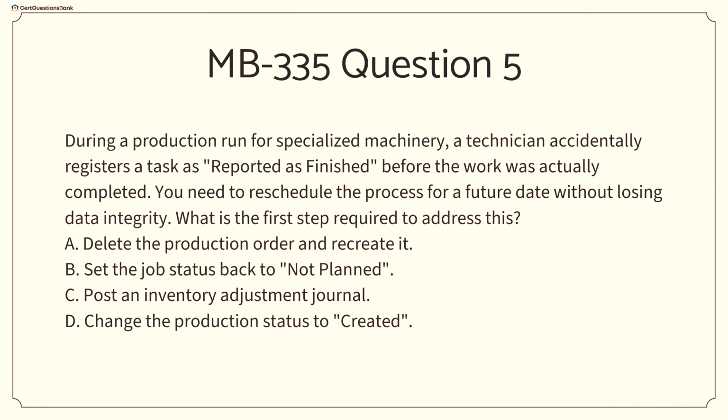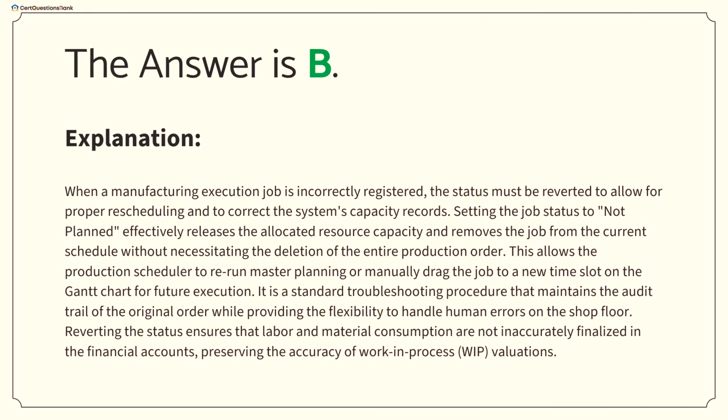During a production run for specialized machinery, a technician accidentally registers a task as reported as finished before the work was actually completed. You need to reschedule the process for a future date without losing data integrity. What is the first step required to address this? A. Delete the production order and recreate it. B. Set the job status back to not planned. C. Post an inventory adjustment journal. D. Change the production status to created. The answer is B.